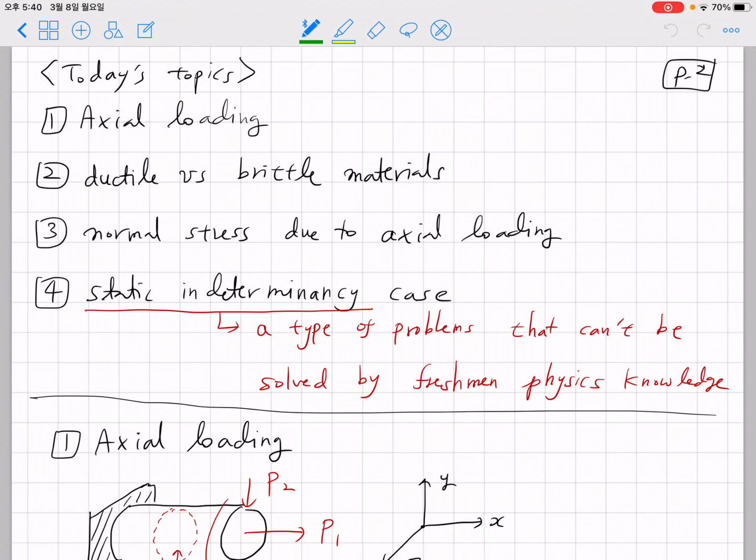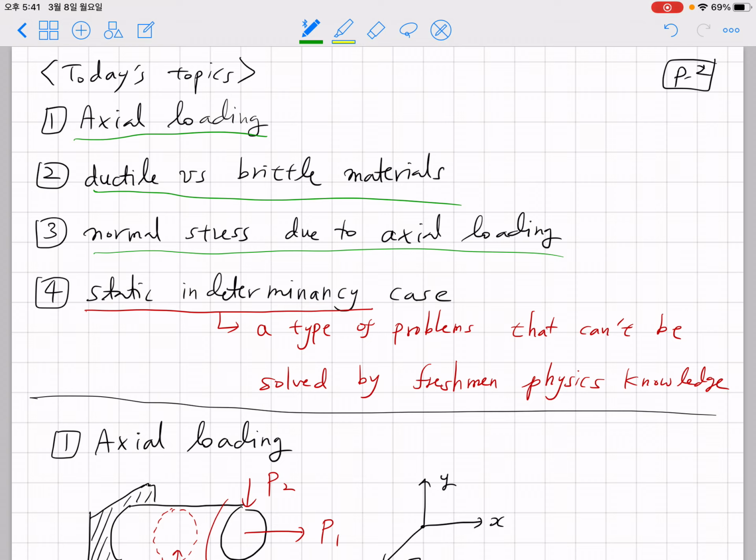So in today's lecture, we're gonna cover four topics. Because the name of today's lecture is axial loading, we first have to define what axial loading is. After we talk about axial loading, because most mechanical material properties are determined only by axial loading experiments, we'll discuss typical characteristics of ductile and brittle materials and their axial loading results. And as a third topic, we'll talk about normal stress due to axial loading in detail.